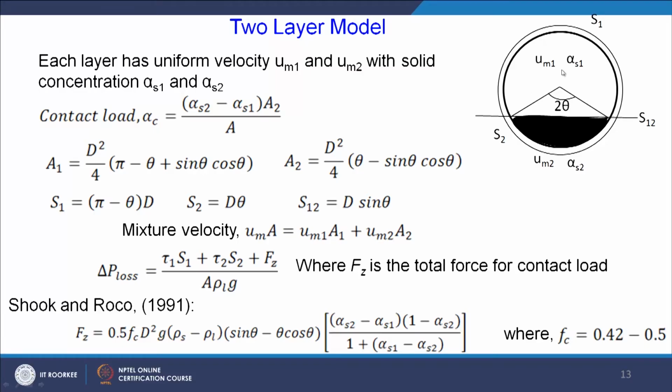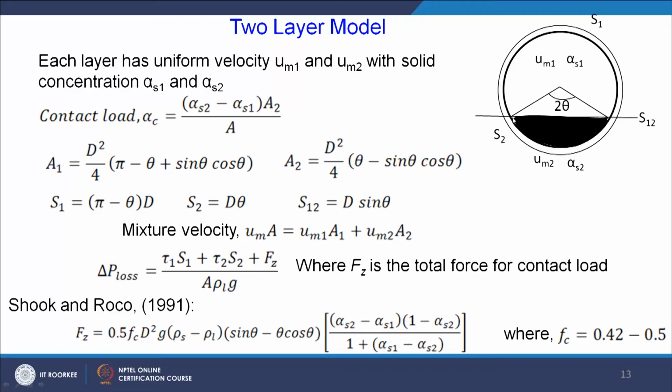As it has 2 separate sections, we name the velocities of the mixture UM2 and UM1 respectively. Let us say this bed, which has already settled, makes a 2 theta angle from the center of the pipeline. Here you see this bed is contacting S2 amount of arc of the pipeline, whereas the upper portion of the slurry is contacting the S1 portion.